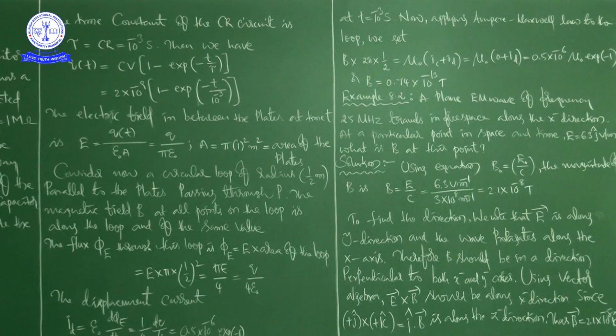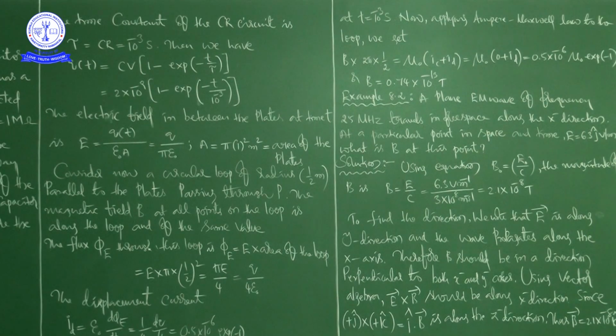So finally he is saying B bar is along the positive z direction, that is B bar is equal to 2.1 into 10 to the power of minus 8 k cap Tesla. So k cap is indicating that the B bar is along the positive z direction. Okay, that's what I want to say.